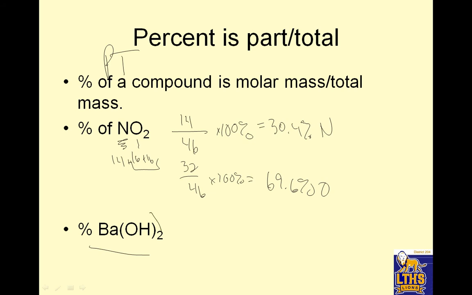Just to remind you, this means I have two H's and two O's. So if I want to do just the percent barium, barium on the periodic table is 137.2, and then two oxygens are 32, two hydrogens are 2.02. So for the total, it's 137.2 plus 32 plus 2.02.